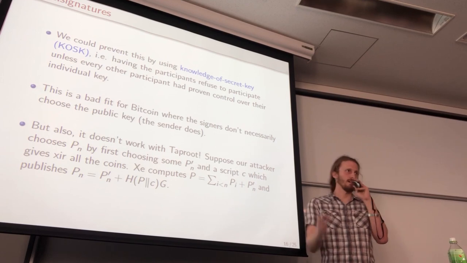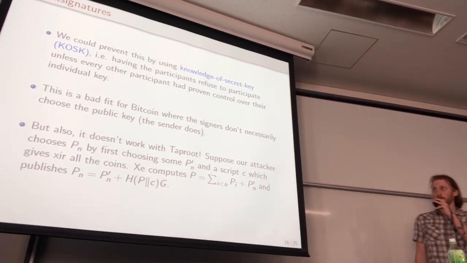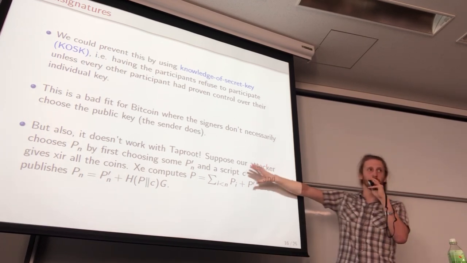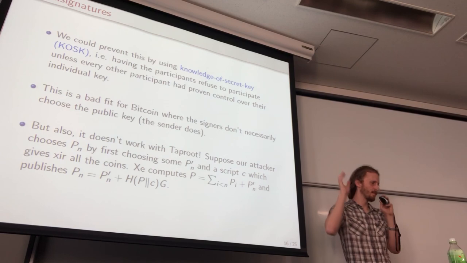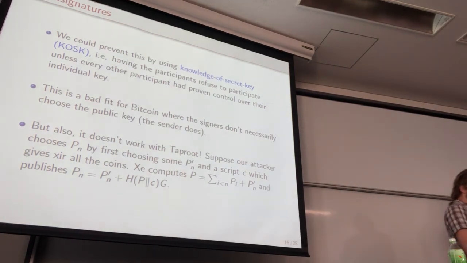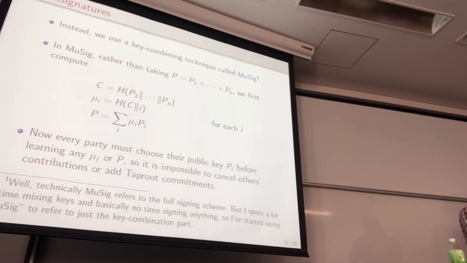And the reason that you can do that is not that these knowledge of secret key schemes are insecure, it's that the security model for Taproot is different from the security model of signatures. Okay, this stuff is all very, very subtle to try to reason about. Taproot has this weird alternate condition which does not appear in a normal cryptographic signature game.